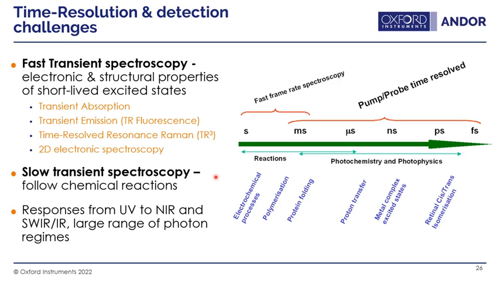Chemical reactions are usually followed by slow transient spectroscopy, but no matter what timescales are involved, signals from these experiments can range from being in the UV all the way into the shortwave infrared or even the infrared, and they can all be at very, very different photon flux levels.